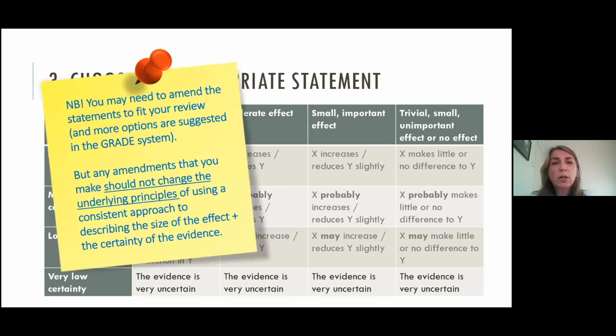And obviously, you may need to amend the statements to fit your review. You may be writing in another language than English. You may decide that increase or reduce is not the way you want to talk about that particular outcome. So you can play around with these statements. But any amendments that you make should not change the underlying principles that you need to use a consistent approach to describe the size of the effect and the certainty of the evidence.